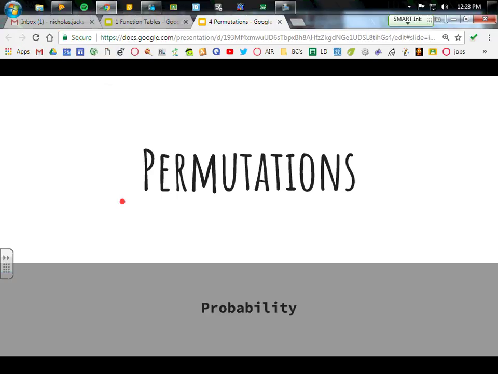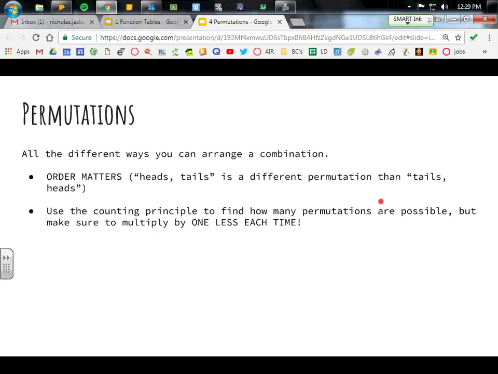Hello everyone. In today's video we're going to be looking at permutations. Permutations describe all the different arrangements you can make out of a group of things. So let's take a look here.